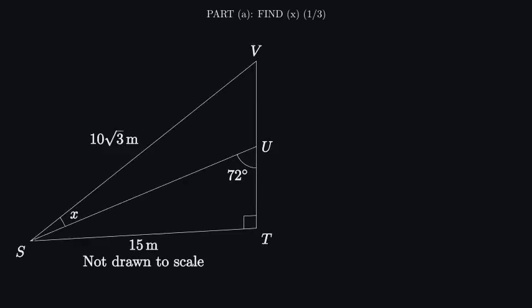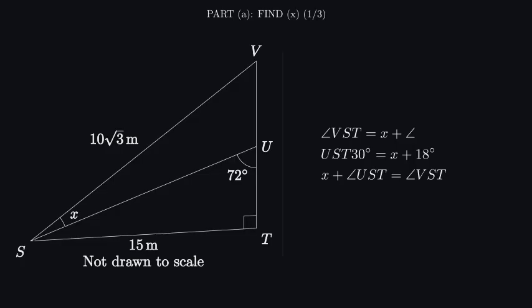The whole angle VST is made up of two smaller angles, x and angle UST. We already know that angle VST equals 30 degrees and angle UST equals 18 degrees. Therefore, x equals 12 degrees.